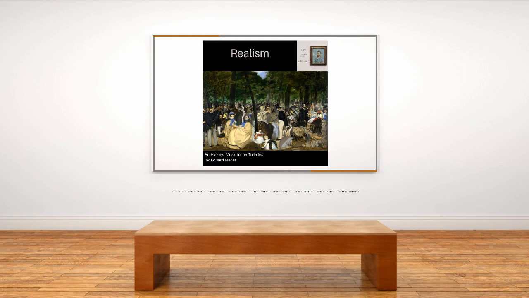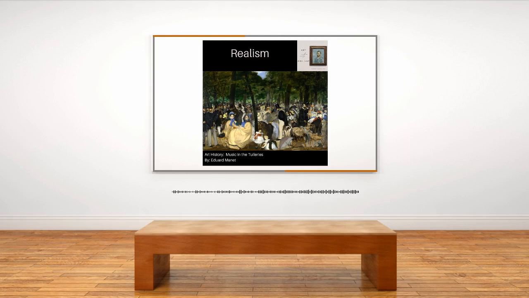The work depicts a gathering that happened weekly in the Tuileries gardens near the Louvre. So it's showing a concert that took place every week, and while no musicians are depicted, it's understood just by the setting and the scene that that's what's going on.